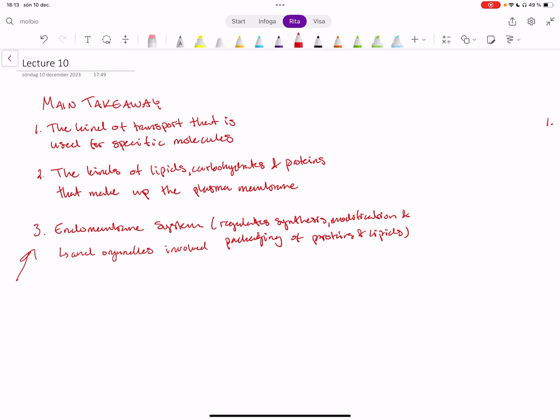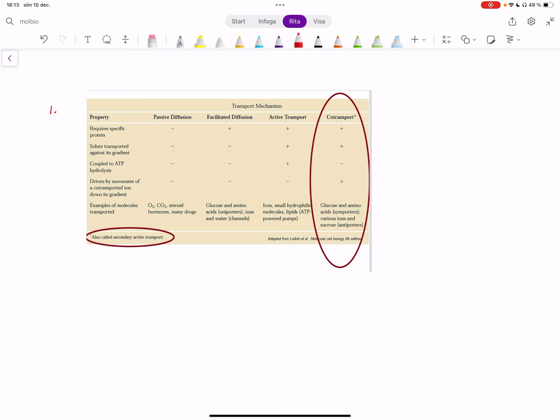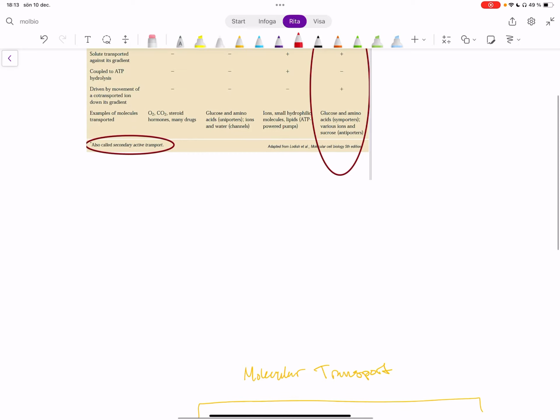According to the self-assessment, there were a lot of questions about this part. So what kind of transport is used for specific molecules, and you have to think about all of the different receptors or the proteins and whatnot, and what kind of molecule it is and everything. But let's break it down. Really that's the most important thing from lecture 10, and I can imagine a lot of questions will arise from it on the colloquium.